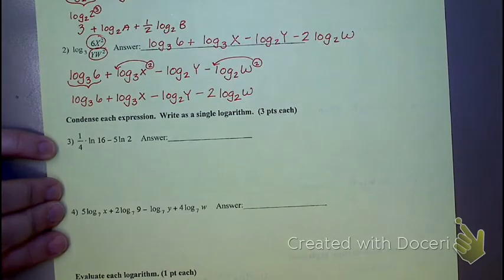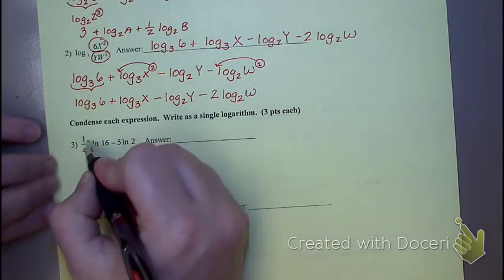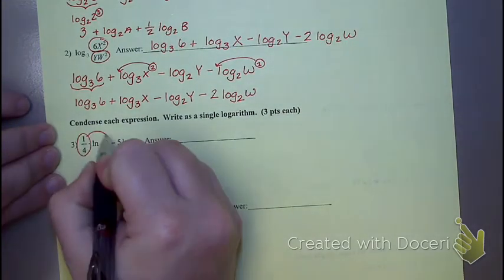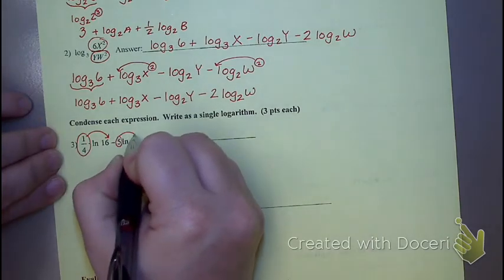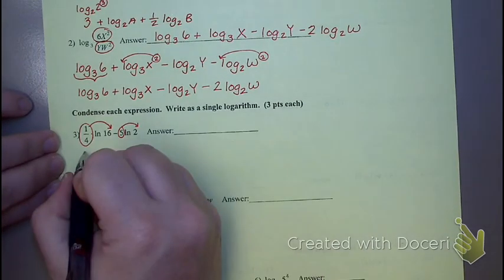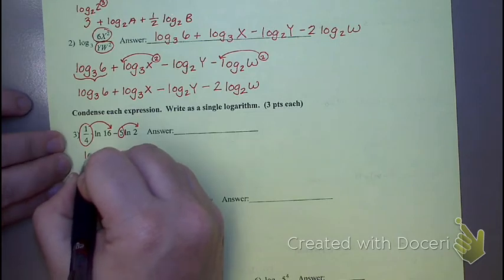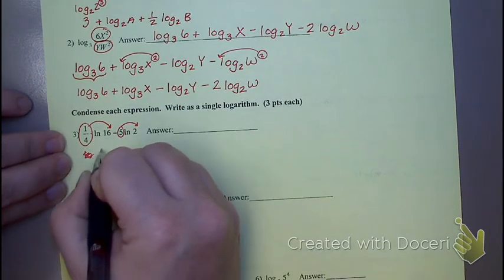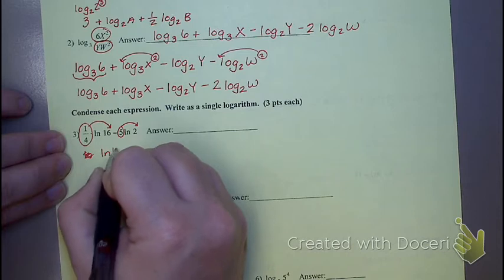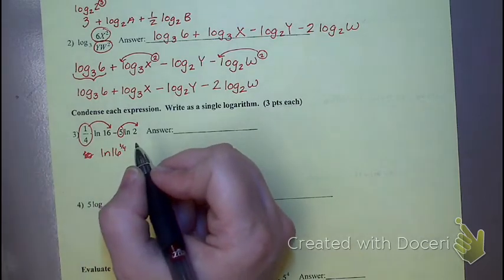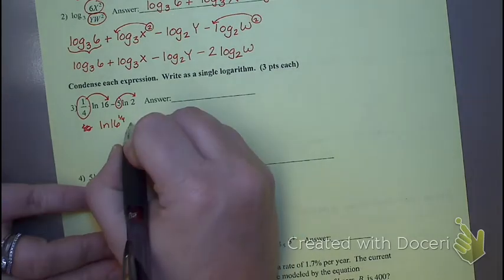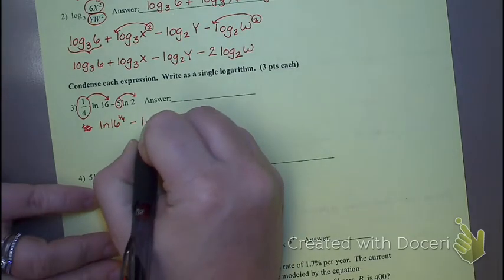Remember, when you're condensing, the first thing you want to do is find any exponents that need to be bumped back to not being exponents anymore. So I have a 1/4 that's got to be bumped back and a 5 that's got to be bumped back. So when I bump back the 1/4, I get ln, which stands for natural log, of 16 to the 1/4 power, minus ln of 2 to the 5th.